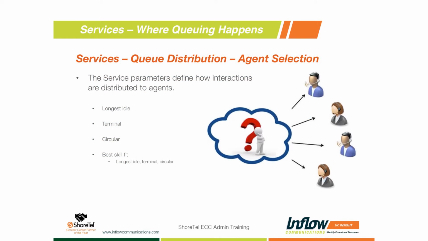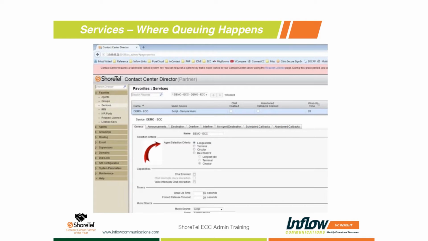In terms of queue distribution, the service defines parameters and how interactions are distributed. So you have longest idle, terminal, circular. I'm going to define these in a moment. Then you have best skill fit, and then you have the tiebreakers. So let's look at these here. Here's where you have the agent selection, longest idle. Let's talk about how I set these parameters.